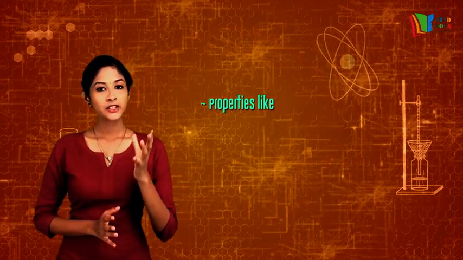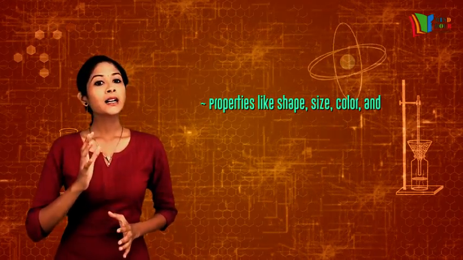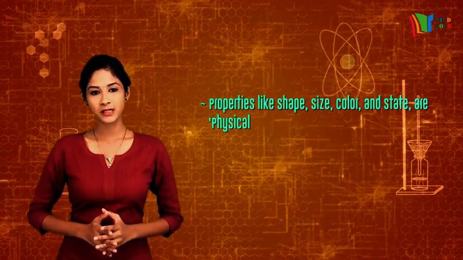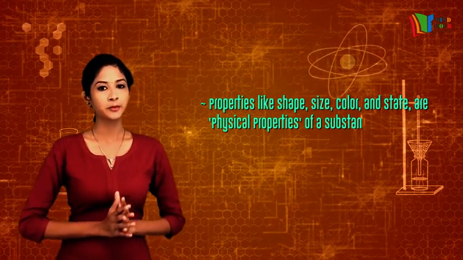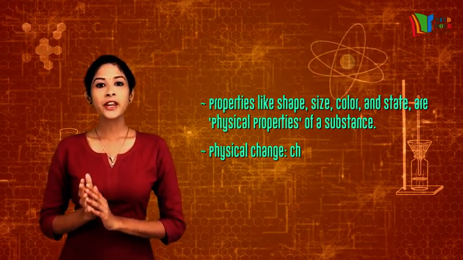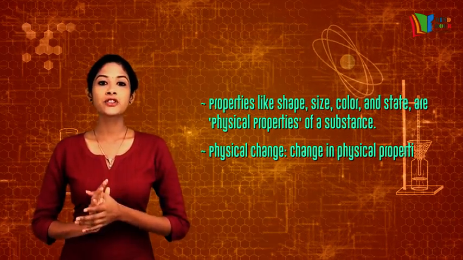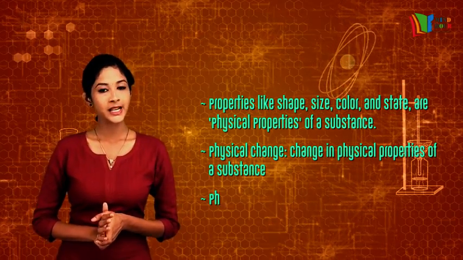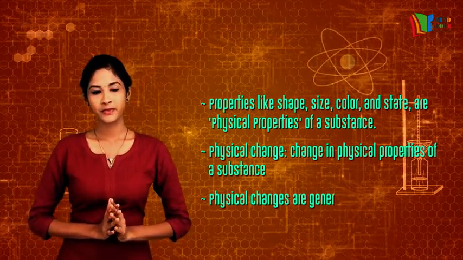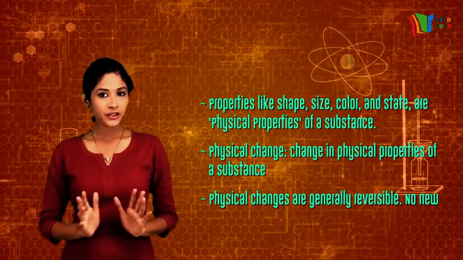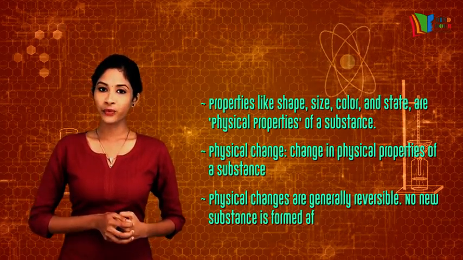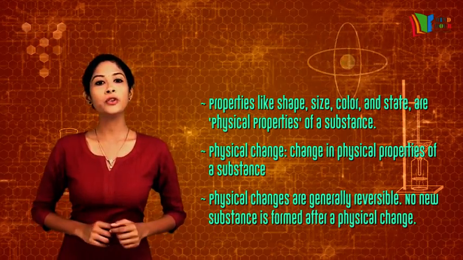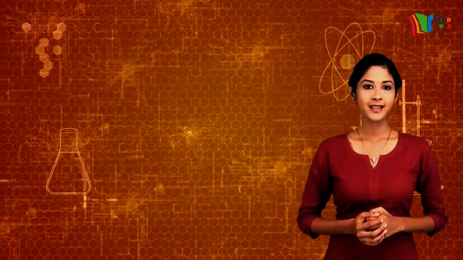Now, let us understand the types of change and figure out how they are different. Properties such as shape, size, color, and state of a substance are called its physical properties. A change in which a substance undergoes a change in its physical properties is called a physical change. A physical change is generally reversible and therefore in such a change, no new substance is formed.